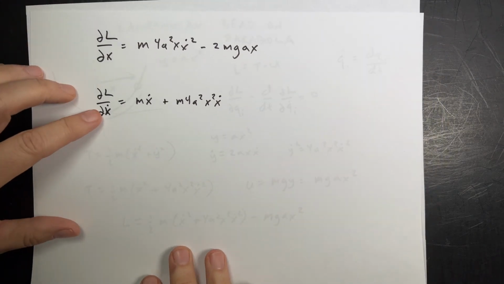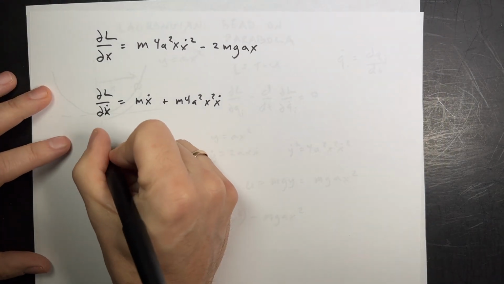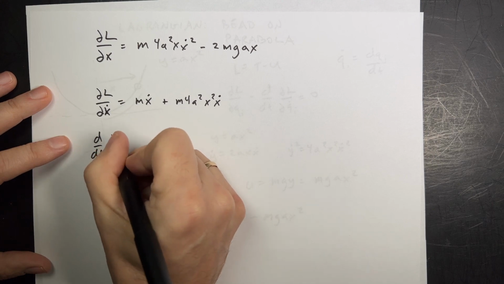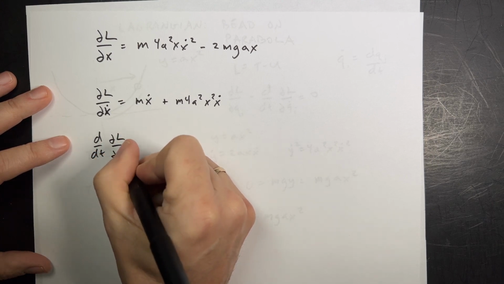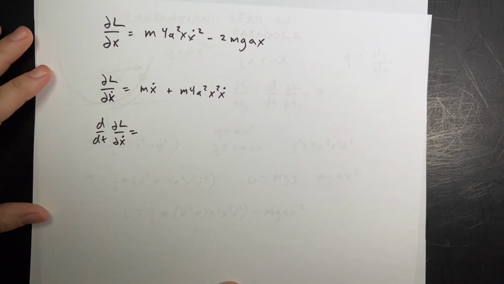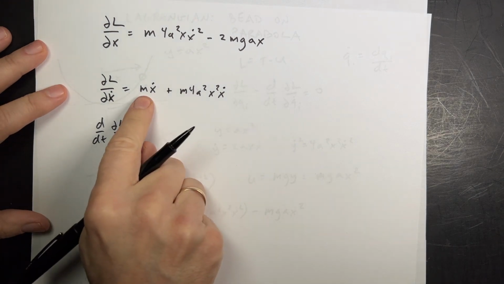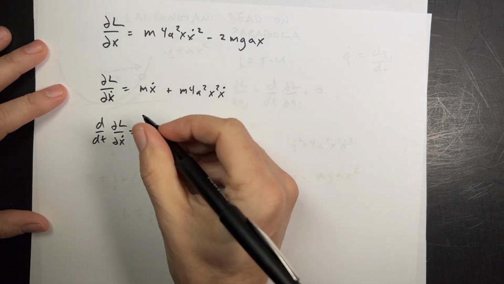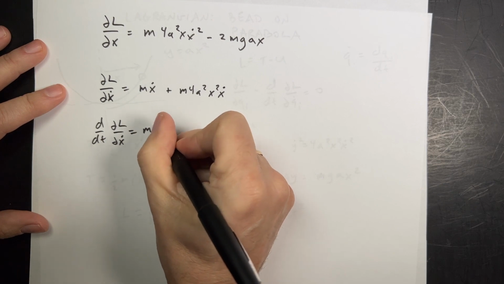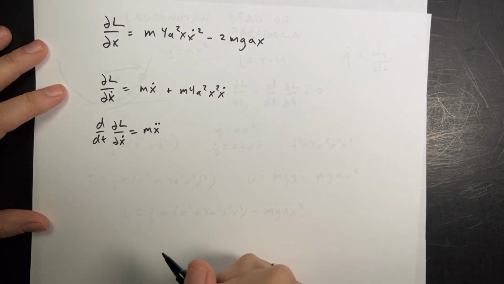So now I need to take the derivative of this, the derivative with respect to time of the partial of L with respect to x dot. So this is actual derivative. So anything that depends on time I have to include. So here I have m x dot, so that's just going to be m x double dot. The derivative of x dot is x double dot.